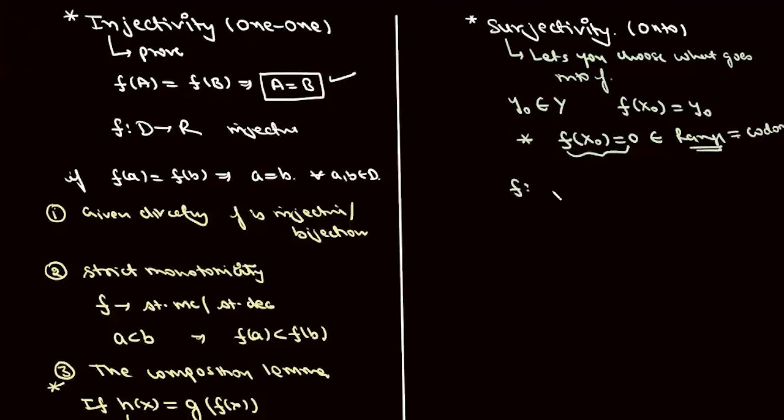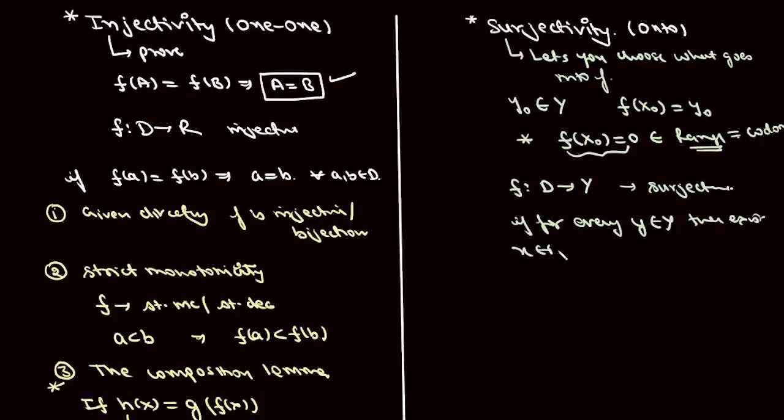So a function defined from D to Y is surjective if for every y belonging to Y, there exists x belonging to D such that f(x) is equal to y.